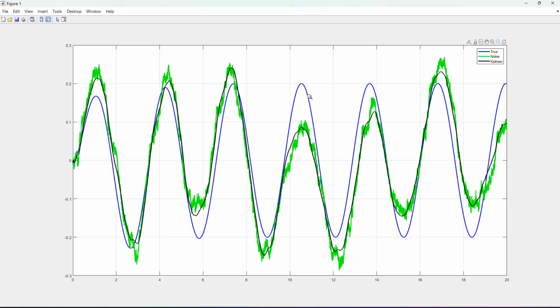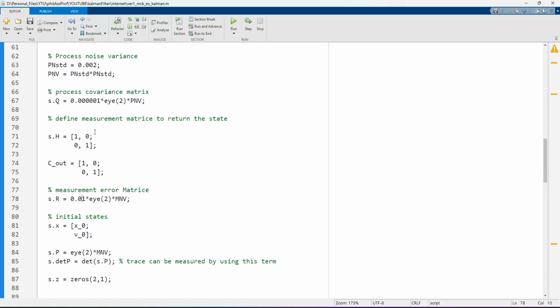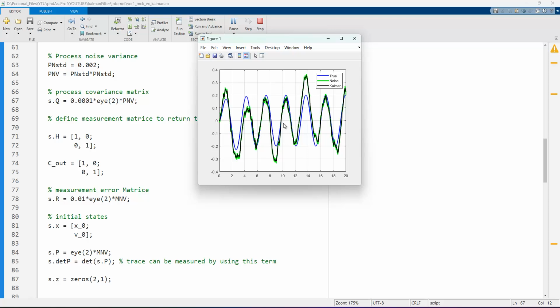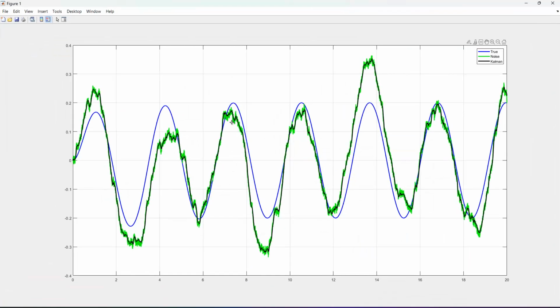But if we are choosing the smaller Q values, this is not the ideal case. This is a wrong case for the Kalman filter, because we need to optimize the Q and R values. Okay, but in your application maybe it is consistent or appropriate, but otherwise maybe this one is good for your application.